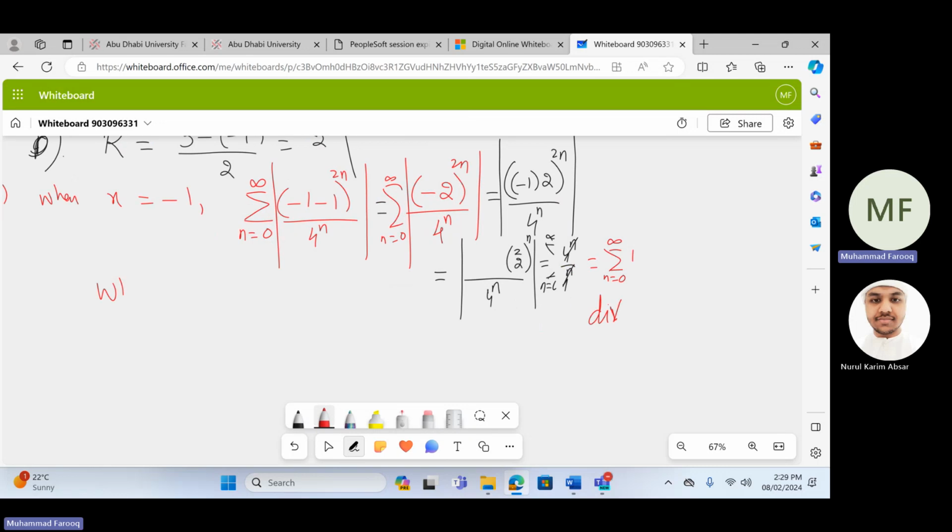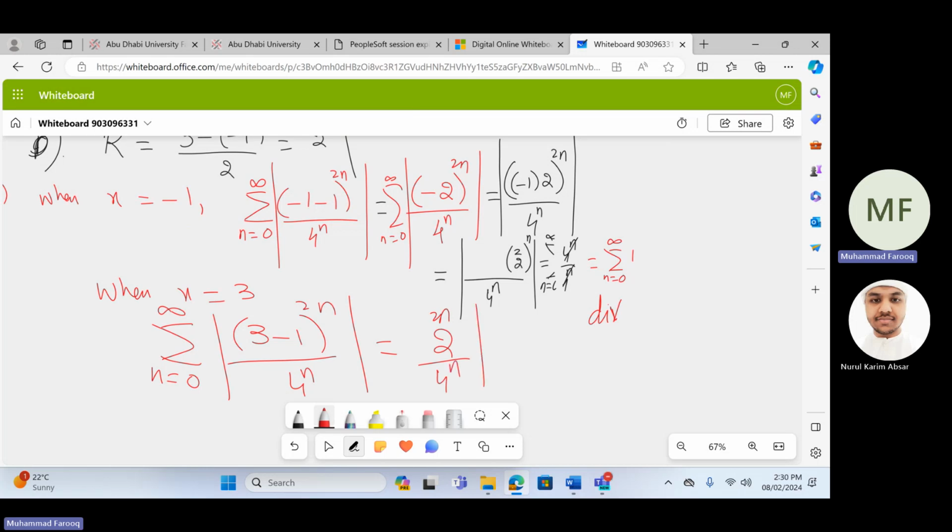Now, when x is 3, the question becomes sigma n equals 0 to infinity of (3 minus 1) power 2n divided by 4 power n. First time with absolute value. 3 minus 1 is how much? 2. So 2 power 2n divided by 4 power n with absolute value. How much is 2 power 2n? 4 power n. And then 4 power n over 4 power n with absolute value. 4 power n and 4 power n cancel out, leaving 1 with sigma.